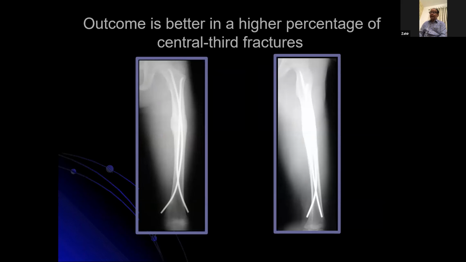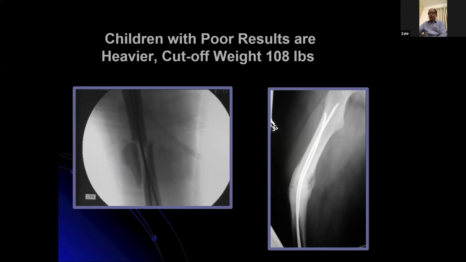Outcome is better in a higher percentage of fractures in the central third. This figure shows the flexible nailing uniting well, and the fracture is in the midshaft of the femur. Another problem is in comminuted fractures and in overweight children, more than 108 pounds; there is some complication. One slide shows non-union of the fracture, a segmental fracture, and another shows bending or bowing of the femoral shaft.